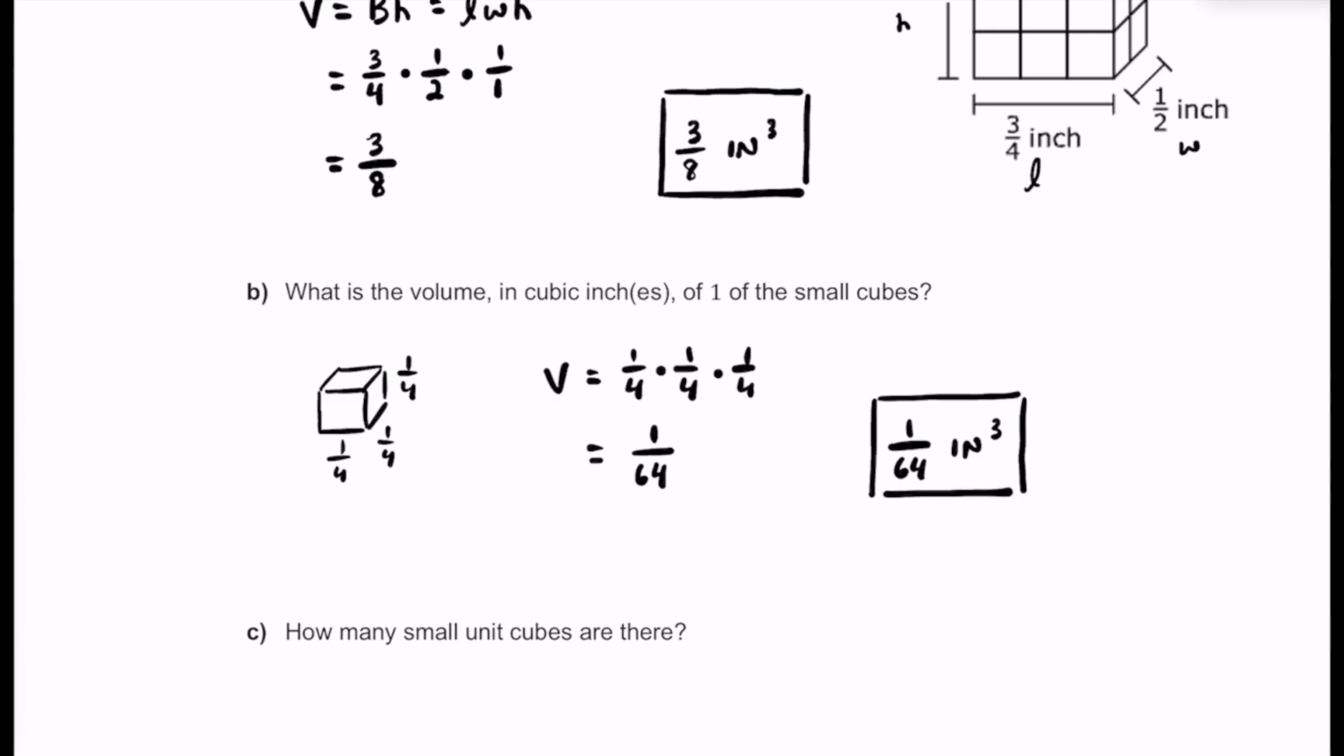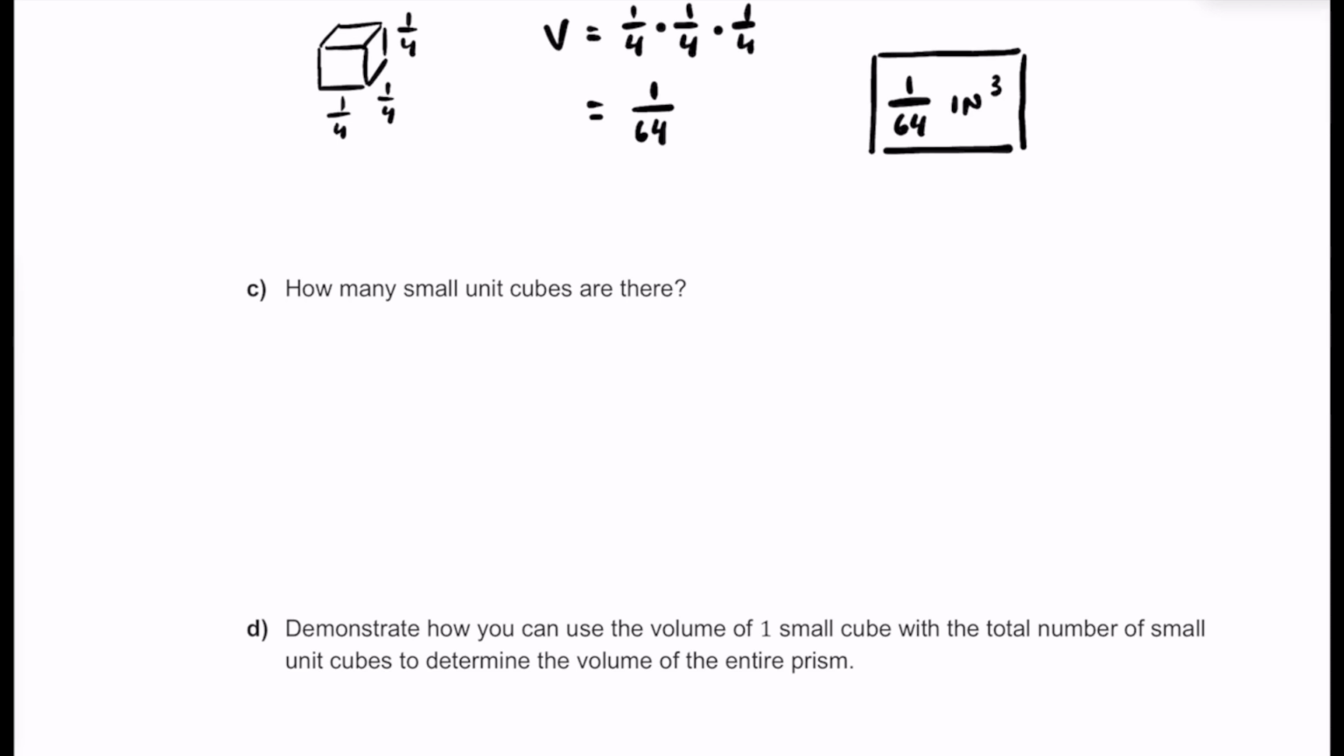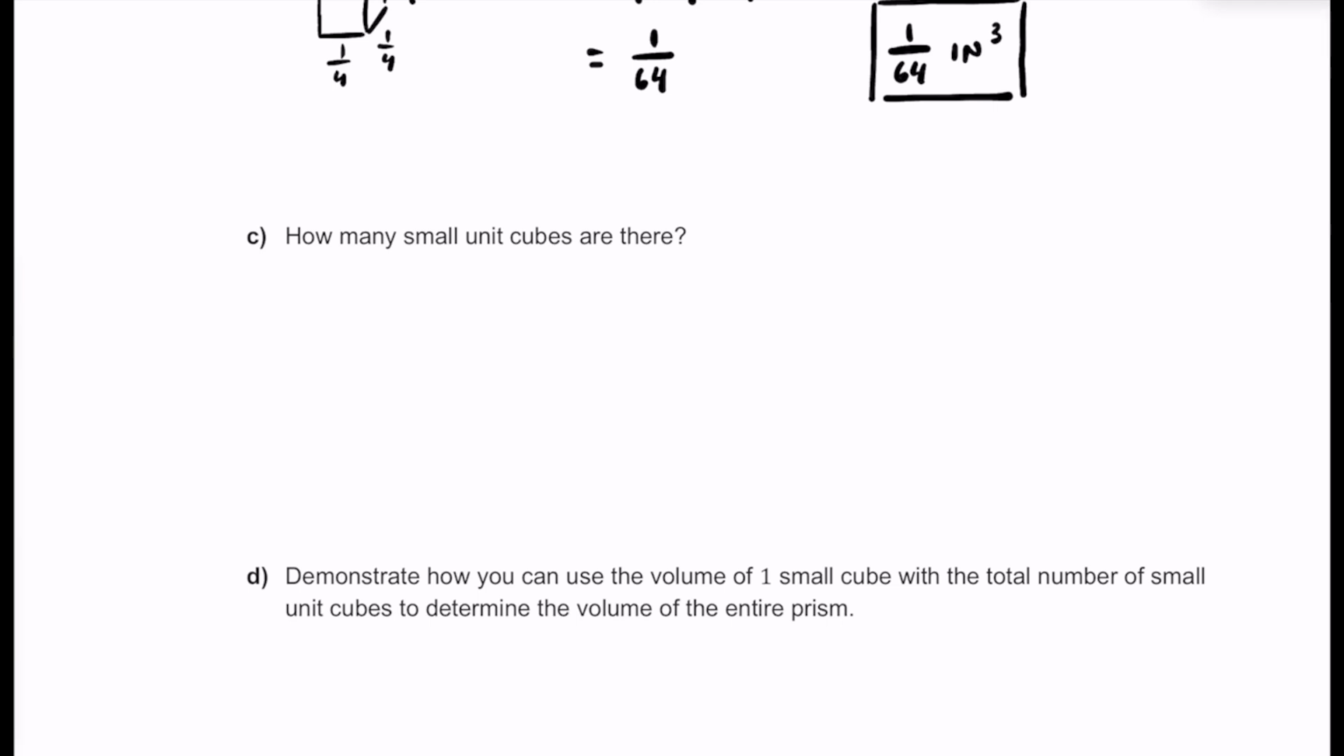Okay. The next question is how many small unit cubes are there? There's a couple ways you could do this. Well, the amount of volume that we have total is going to be, what did we say it was earlier? It's 3/8. So let's go ahead and write this down actually. It's total volume divided by the volume of one cube. That would equal the number of cubes. This is one way we could do it.